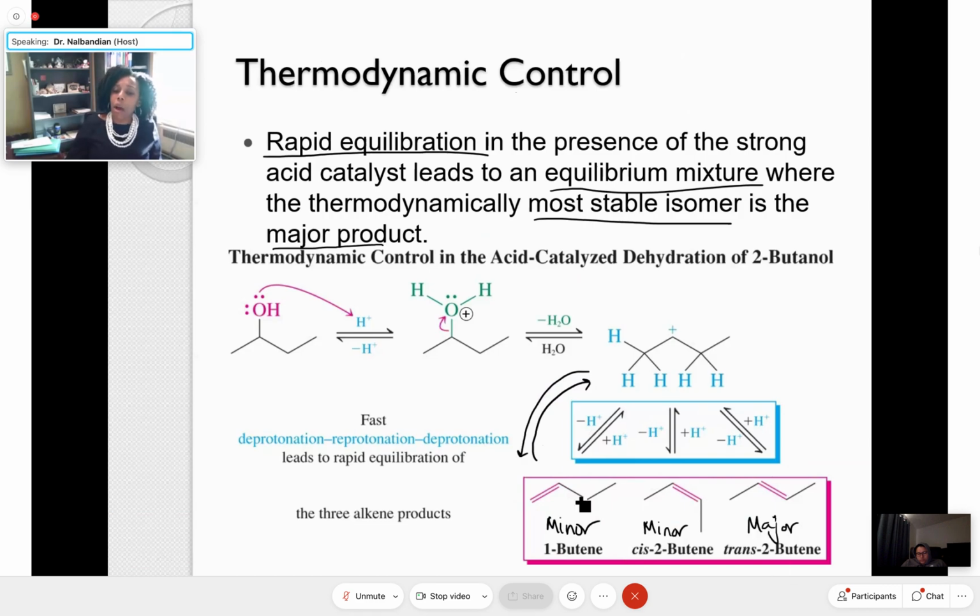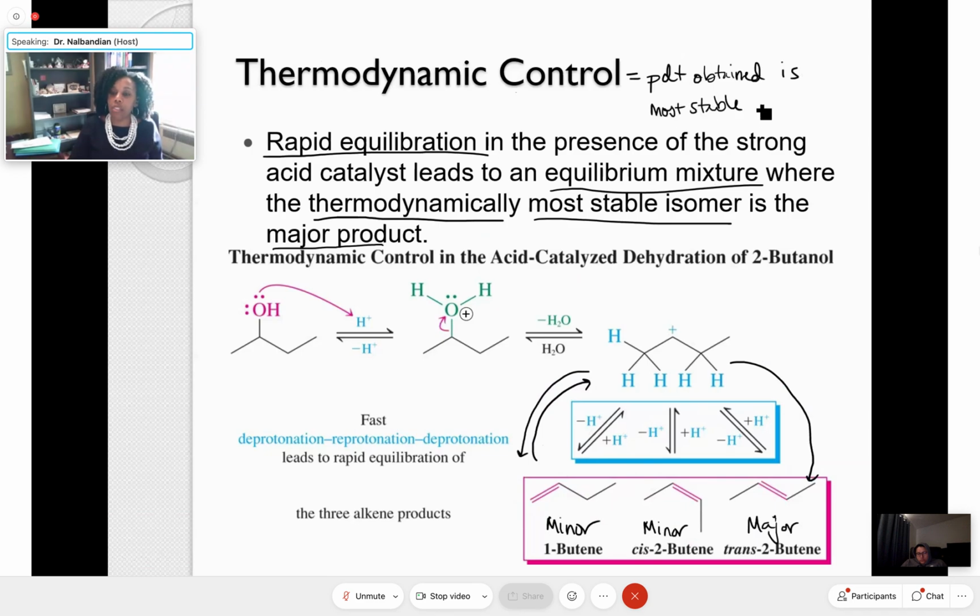And so with time, more and more of our carbocation will form the trans-2-butene, and less of the terminal and the cis alkenes are going to be formed. And so we would say that initially the reaction is under kinetic control, where whatever's formed fastest, that's what forms. But then the reaction is under thermodynamic control, where now, as we let the reaction go, we get our thermodynamically most stable product. So the product obtained is the most stable.